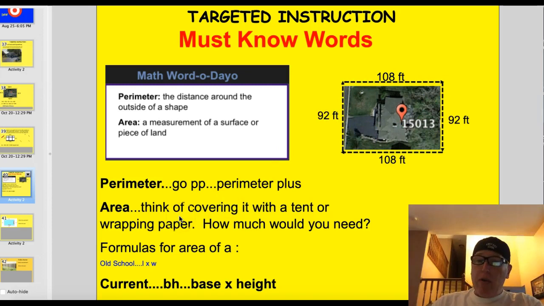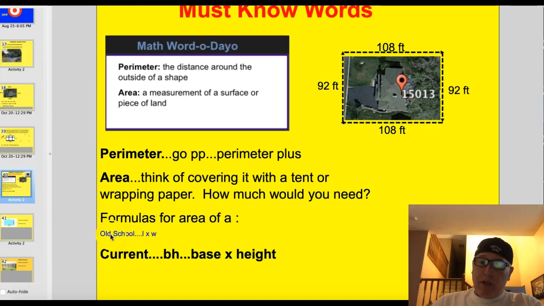All right, area, I want you thinking of covering something with a tent or wrapping paper. How much would you need? A couple of formulas for area. The old school formula is length times width, and you can see I put it in small blue letters down there. But really, I want you to get into this thinking of base times height. Base times height.